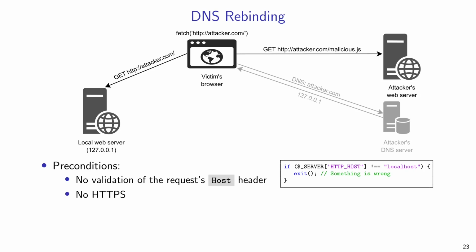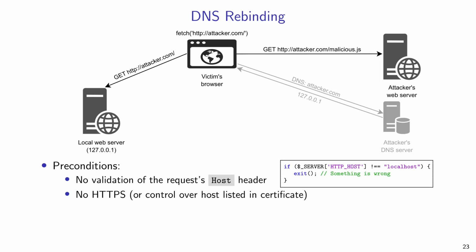The second precondition is that no HTTPS must be used. If the server uses HTTPS, the TLS handshake will fail because the server will return to the victim's browser a certificate for a domain other than attacker.com. So due to these two preconditions, this attack is unlikely to succeed against public websites. And even if it did, the attacker could just access these directly without routing requests through the victim's browser. Unless, of course, the attacker gains some benefit by sending requests through the victim's network.